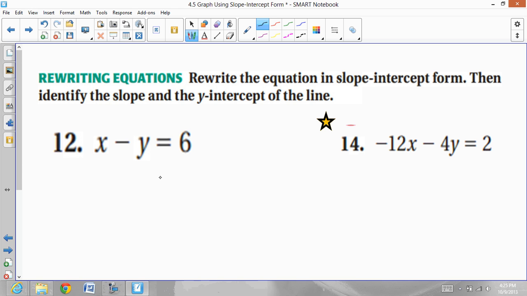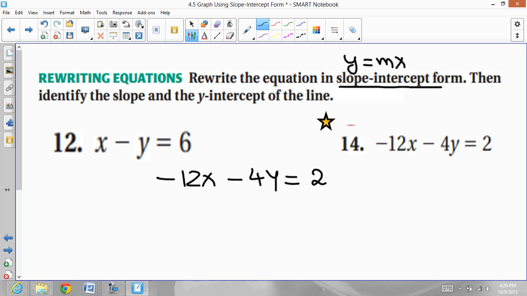I got negative 12x minus 4y equals 2. If they want you to rewrite in slope-intercept form, which means you need to get y equals mx plus b, and that is slope-intercept form. It really does come together with the practice, so stay in there. You need to get the y alone. So this is what you need to get alone. You need to move all of these to the other side. The only way to do it is to do the opposite.